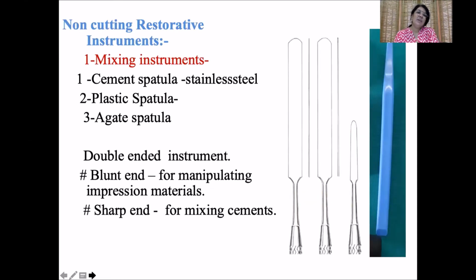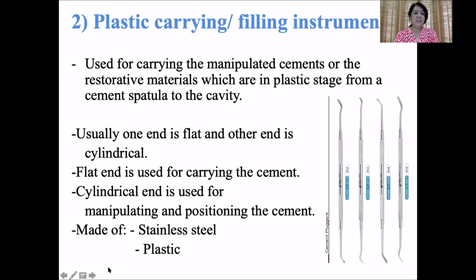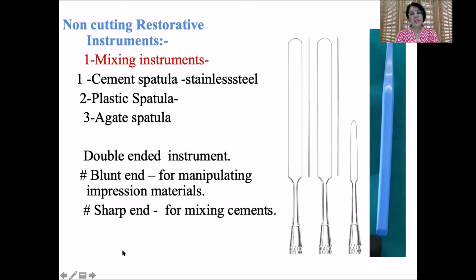Then you have the non-cutting restorative instruments. In non-cutting restorative instruments, all of you have used this instrument. You have a cement spatula, which is made up of stainless steel. You have a plastic spatula, or you have an agate spatula. The one we call the cement spatula is generally made up of stainless steel.